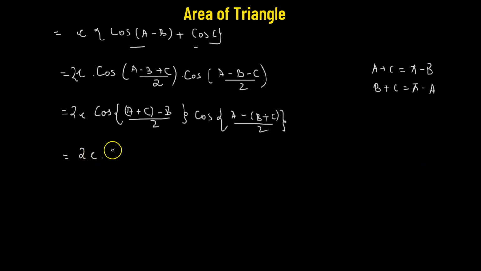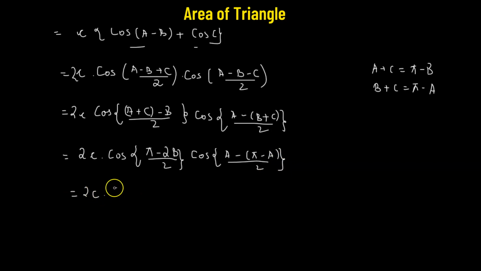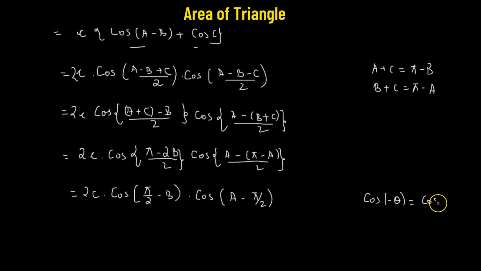So we get 2 times c multiplied by cosine of, in place of A plus C, we have pi minus B. We already have a negative B here, so we're going to get negative 2B divided by 2. And then we have cosine of A minus, in place of B plus C, pi minus A, divided by 2. So that gives us 2 times c multiplied by cosine of (pi over 2 minus B) multiplied by cosine of (A minus pi over 2). But we know that cosine is an even function, meaning cosine of negative theta equals positive cosine theta. That's true for all even functions, which means that cosine of (A minus pi over 2) is equivalent to cosine of (pi over 2 minus A).